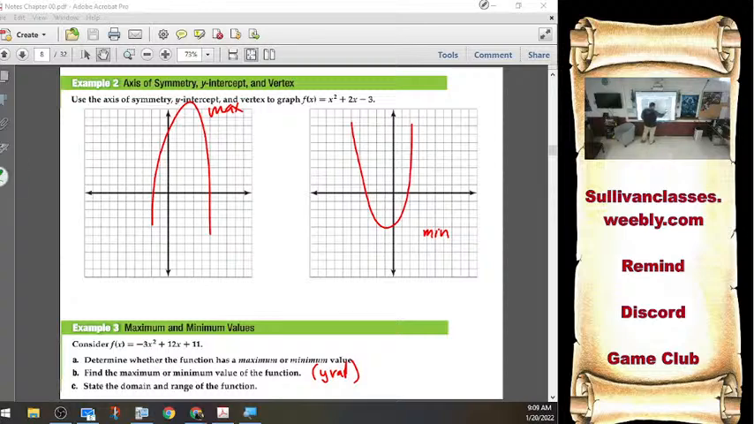So I'd say it has a minimum of -4 at x equals -1. So its minimum value is -4. It occurs when x is -1. When I press this input button, the output of my minimum is -4.